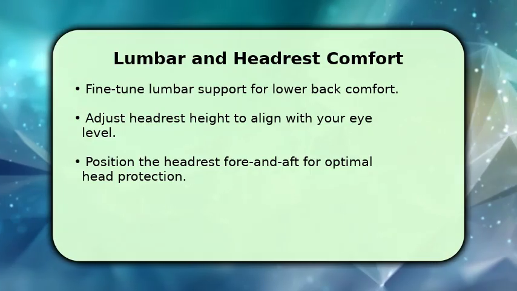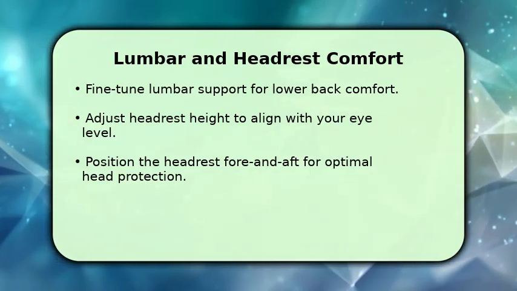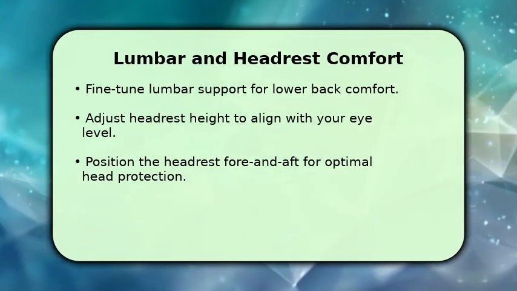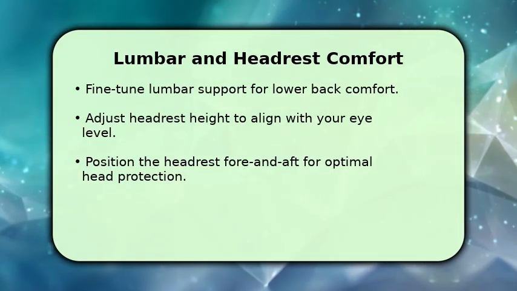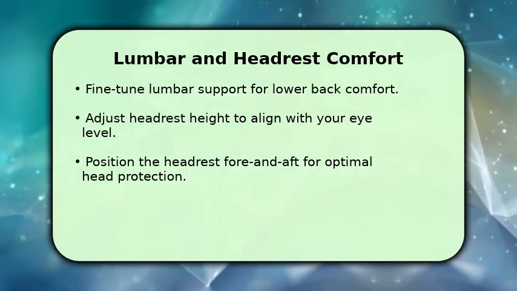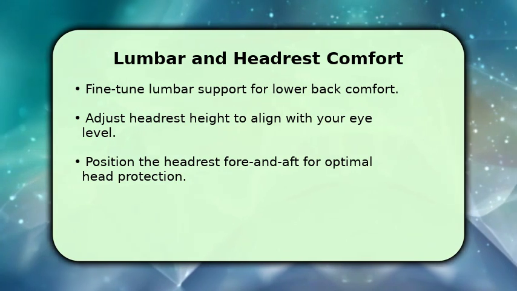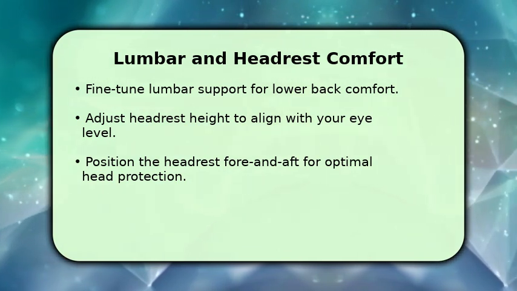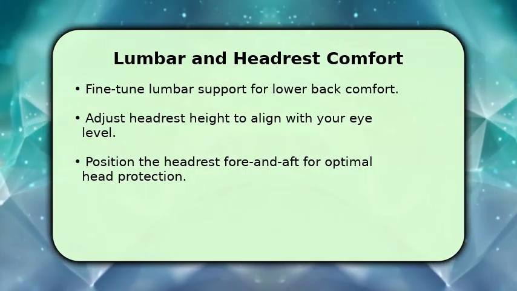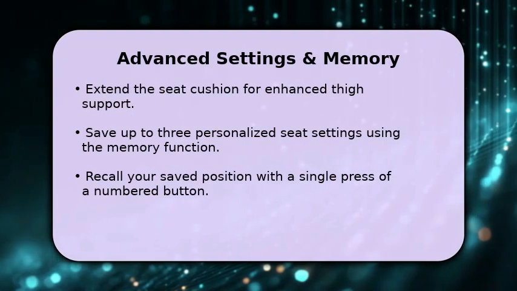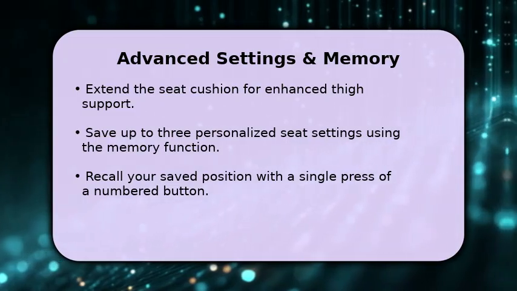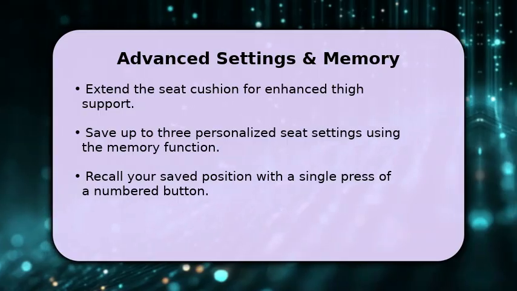Now, let's enhance your back and neck support. Utilize the four-way lumbar buttons to adjust the backrest contour, providing personalized support for your lower back. For the headrest, raise or lower it so the center aligns with your eye level. Some models also allow you to move the headrest forward or backward, ensuring it's close to your head for maximum safety. Many C-Class models offer advanced features like seat cushion extension. Simply slide the front section forward for extra thigh support.